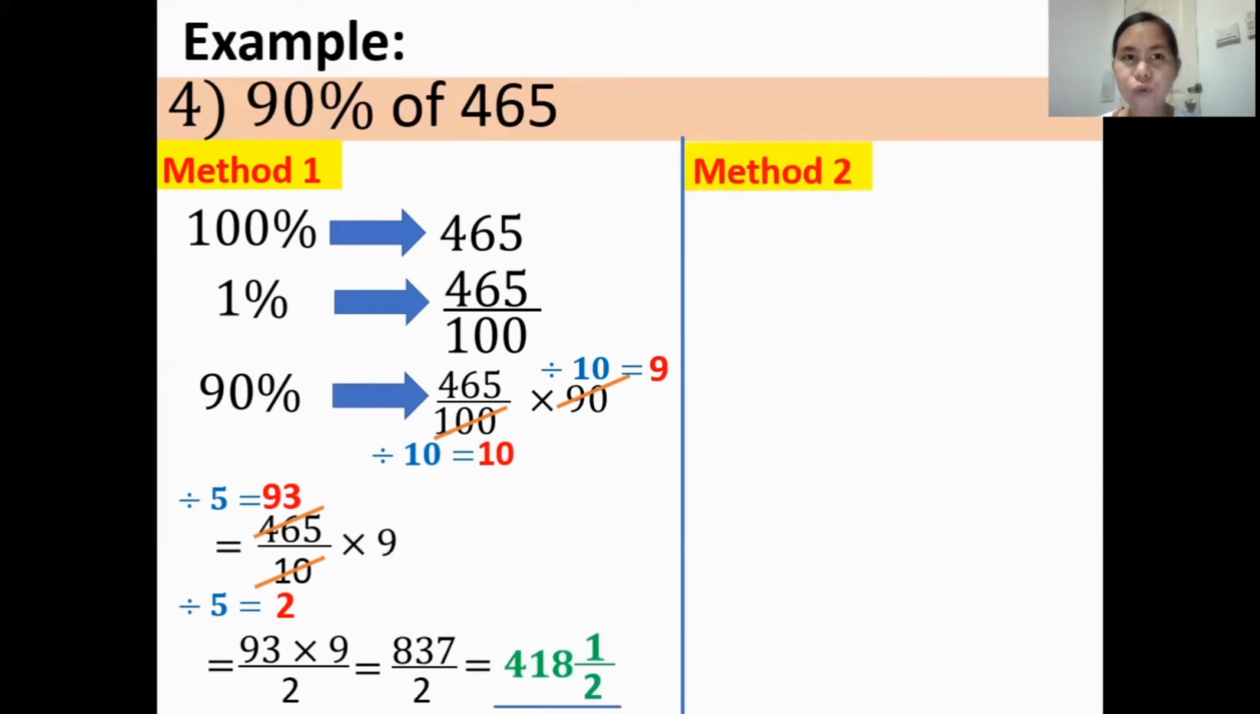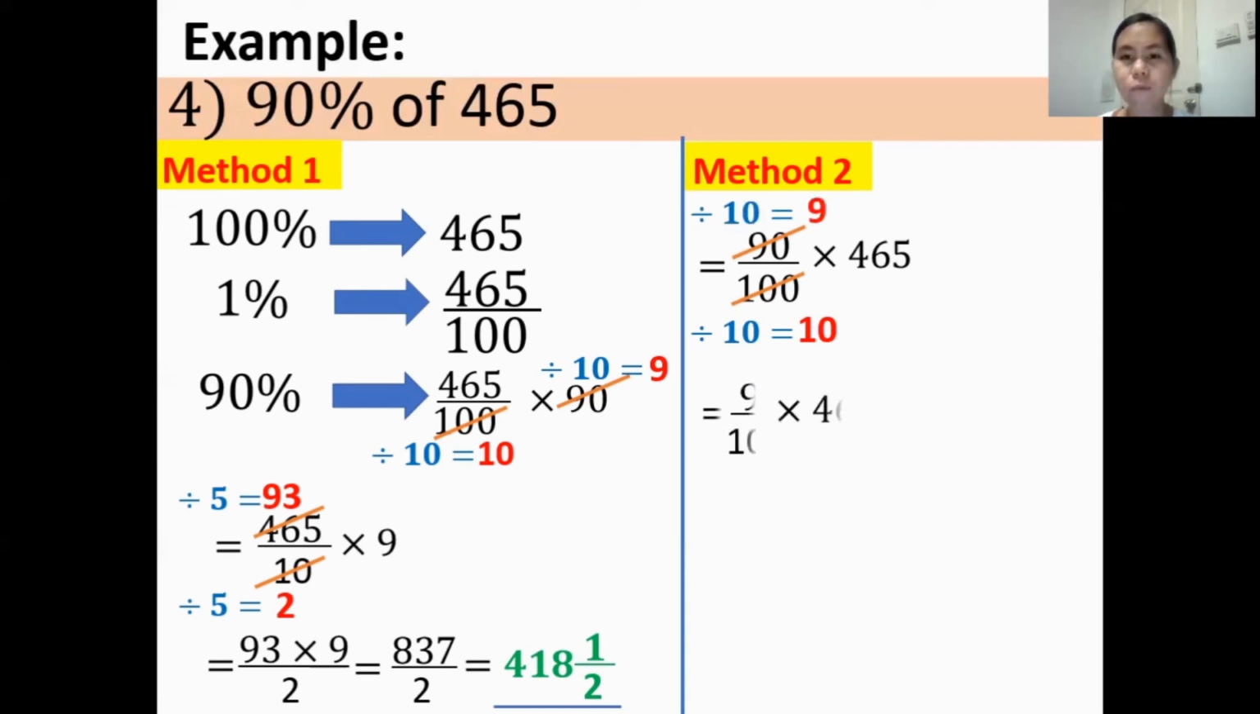For method 2, we all know that 90% is equal to 90 over 100. With this, we need to multiply by 465. From here, we can observe that 90 and 100 are divisible by 10. So 100 divided by 10 equals 10. 90 divided by 10 equals 9. So the remaining numbers are 9 over 10 times 465.